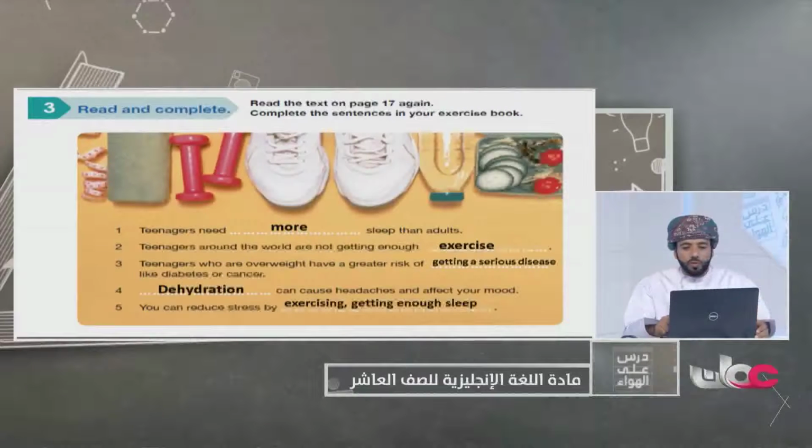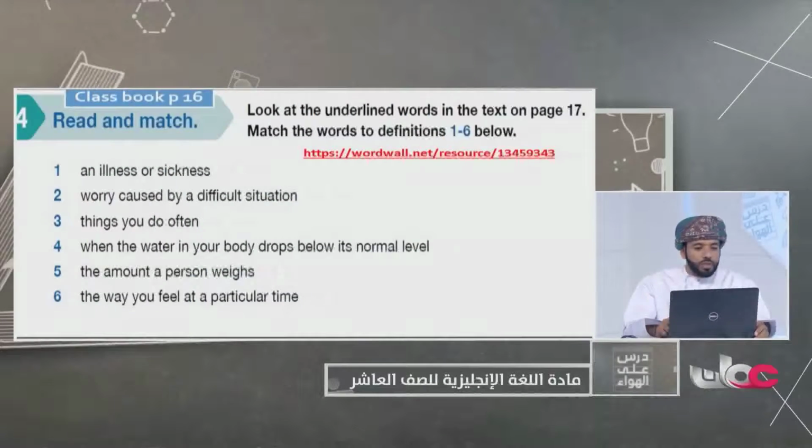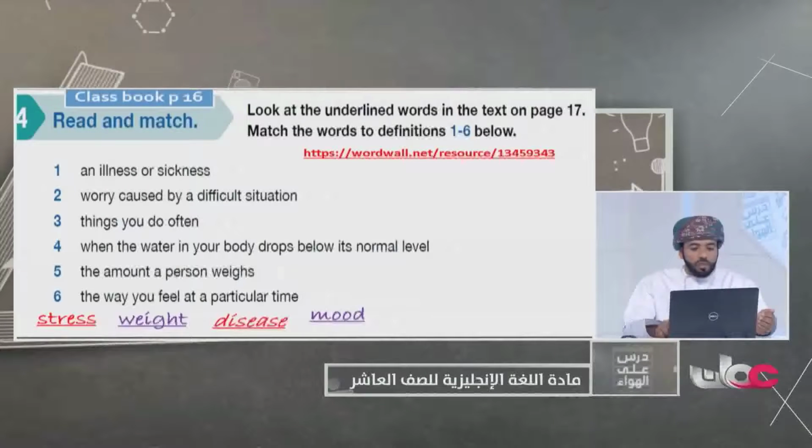Now guys, let's move to the class book, page 16, and do activity number 4 together. In this question, we have some definitions and he wants you to write the correct word. So let's read the question together. Look at the underlined words in the text on page 17 and match the words to definitions from 1 to 6 below. Now, what are the words which are underlined in the text on page 17? Stress, we have weight, disease, mood, habits, and dehydration.